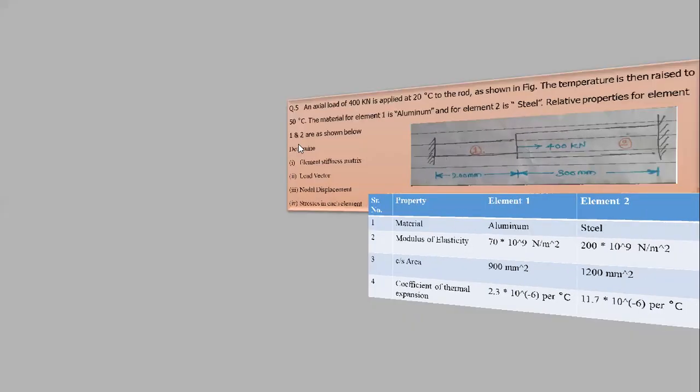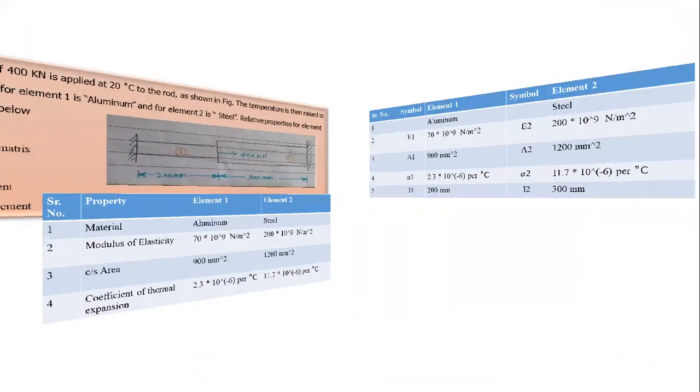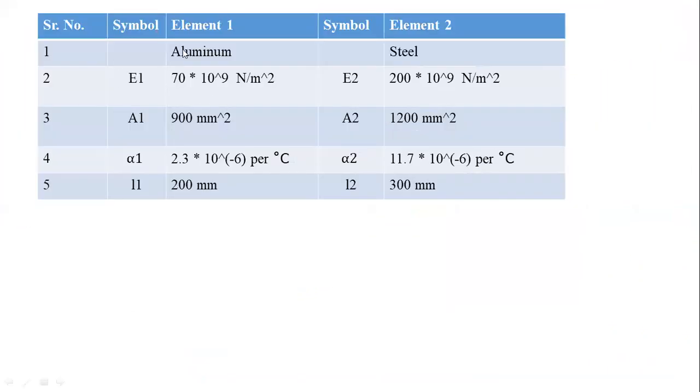So the very first step: these are the symbols used for parameters. E1 and E2 for Young's modulus of elasticity, A1 and A2 for area of cross section of the respective elements, alpha 1 and alpha 2 for thermal coefficient of material 1 and material 2, and L1 and L2, that is length of element 1 and length of element 2.